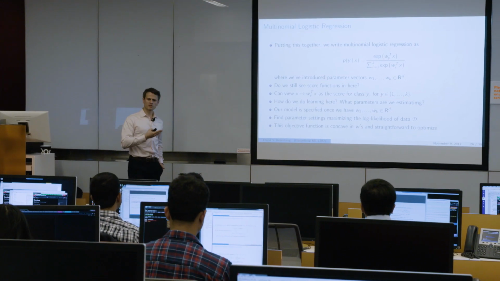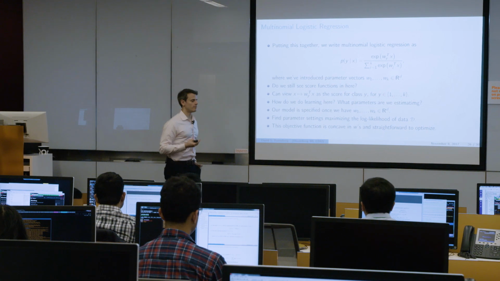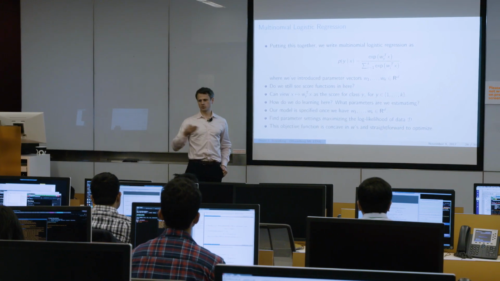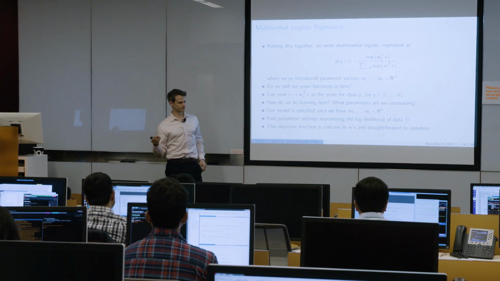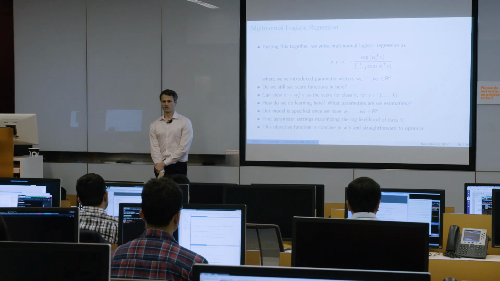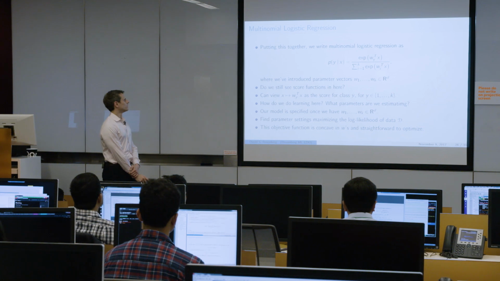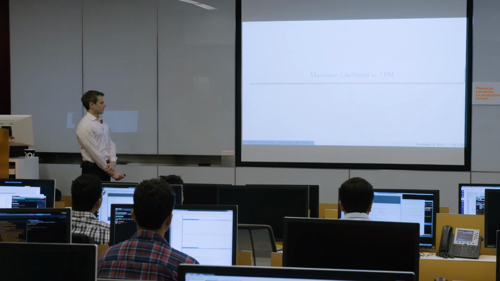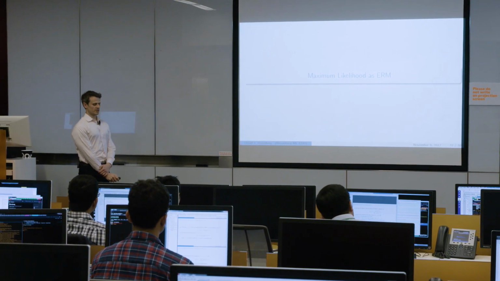Any questions? Because the last step, I'm just going to wrap up by tying this back to our empirical risk minimization framework. Shall we? OK. So, maximum likelihood as empirical risk minimization.